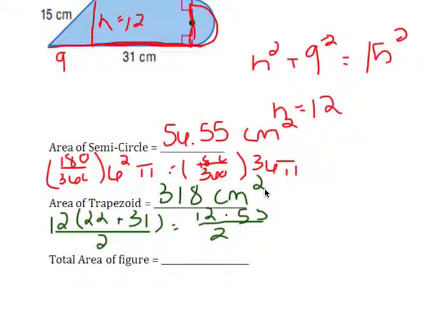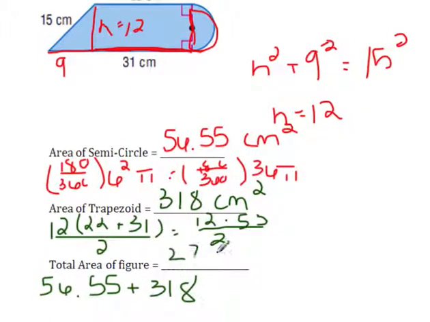Now all I have to do is add those two together. So I'm just going to take 56.55 plus 318. And when you add the two of those together, you end up getting 374.55, and then again we're going to put that centimeters squared. So that's the area for your total figure on number 4.